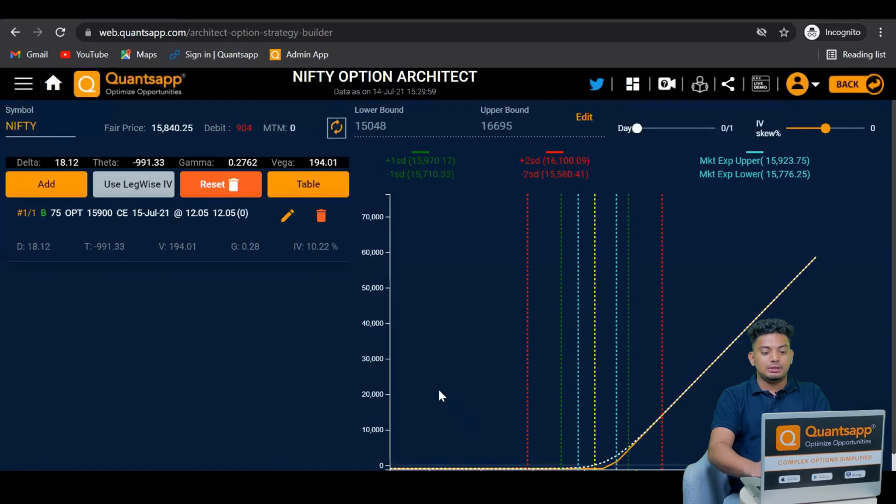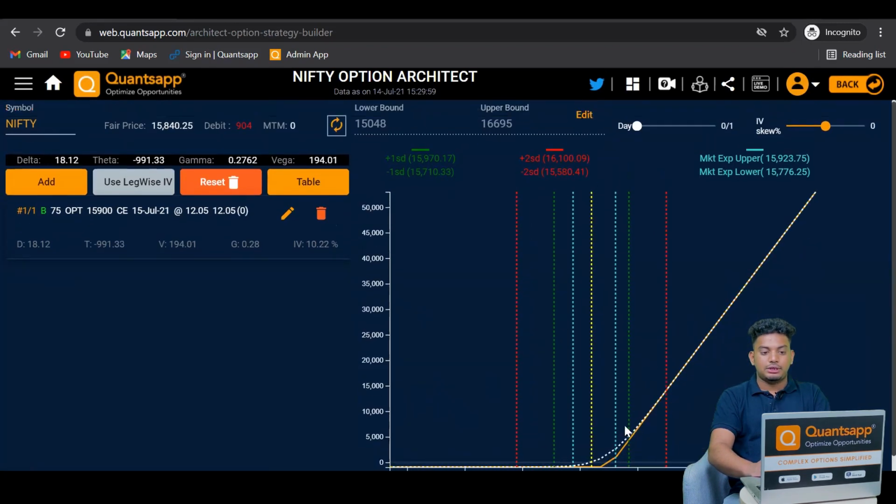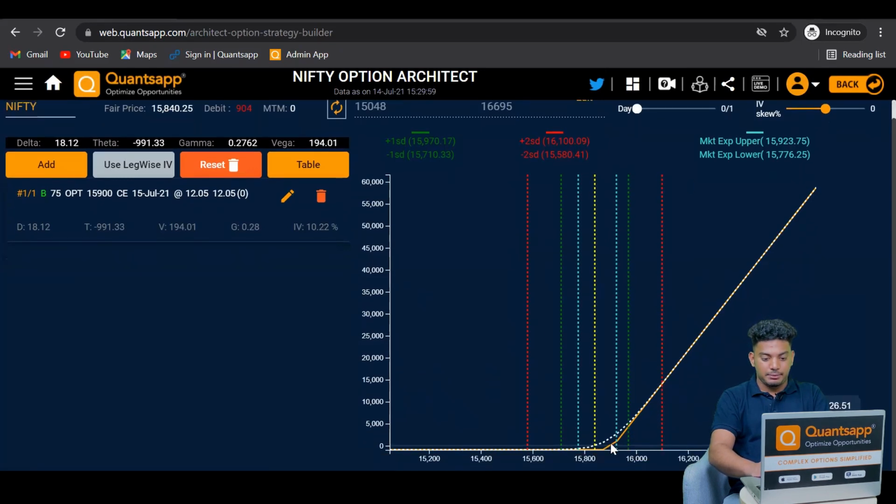So automatically a payoff chart will be plotted on the graph below, wherein the white line on the graph is showing us today's end of the day PNL, whereas the orange line on the graph is showing us the PNL as on the expiry date. So expiry is 1 day from here, so it is showing us tomorrow's end of the day PNL chart.